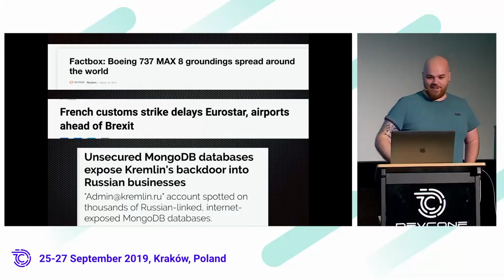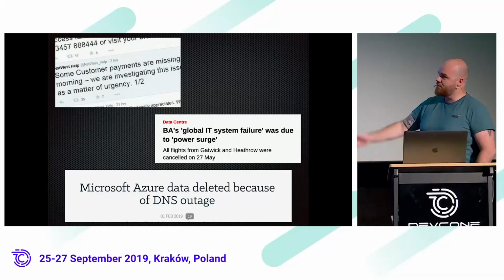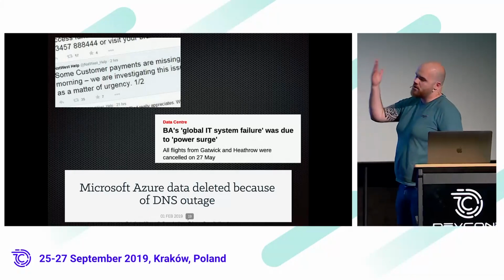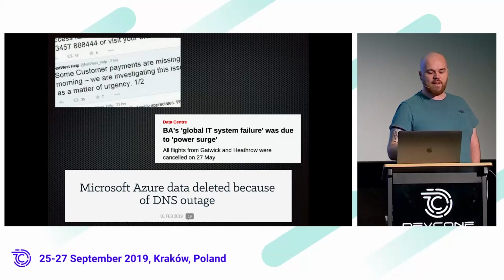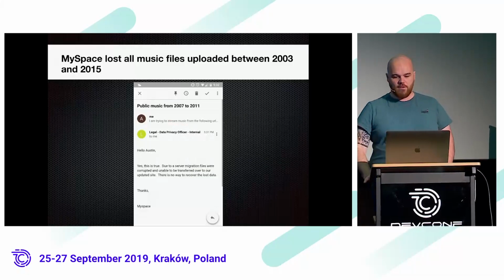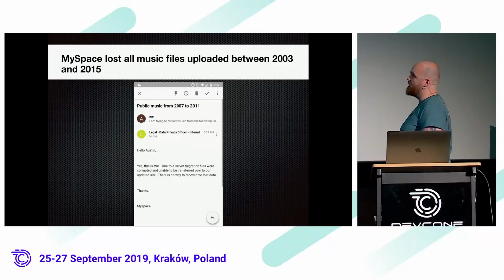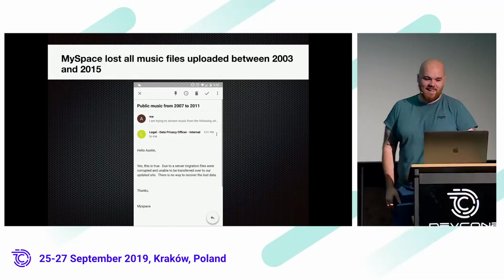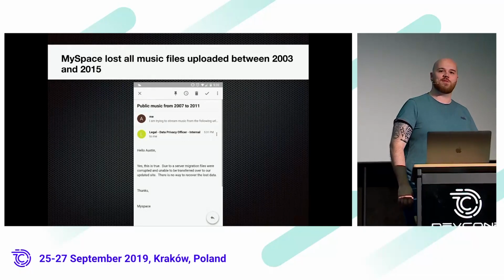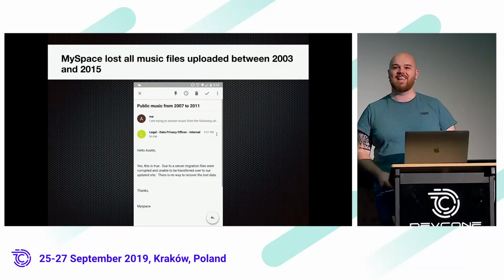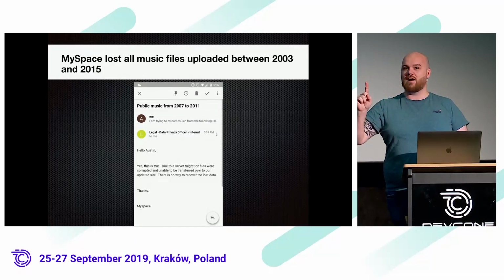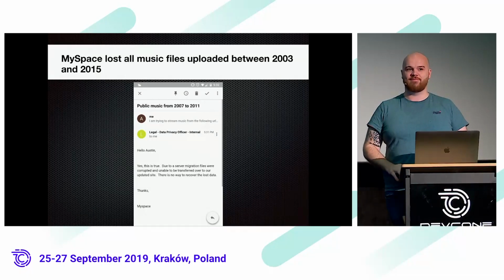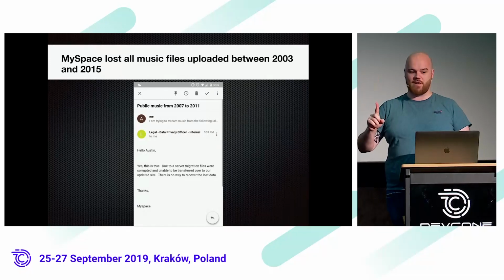I'm not even going to go there. We have customer payments going down, BA's global IT systems going down, Azure data was deleted because of a DNS outage. There's a great one that MySpace actually admitted a couple of months ago that they lost all of their music uploads between 2003 and 2015. That was because they put them all into a single S3 bucket, and the S3 bucket was destroyed. One single S3 bucket for 12 years worth of people's music.